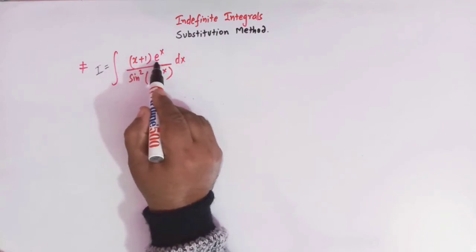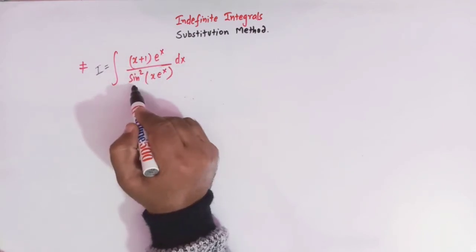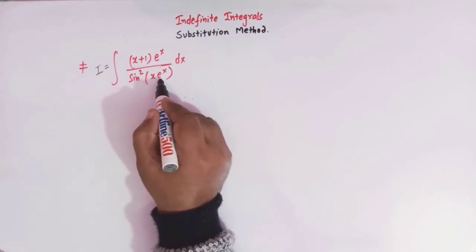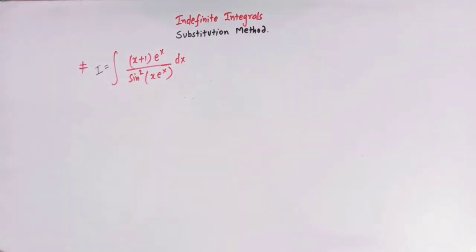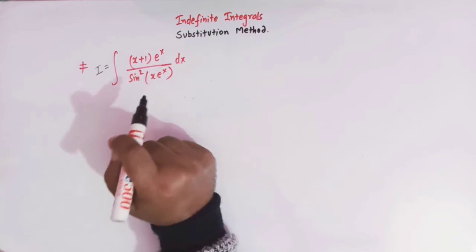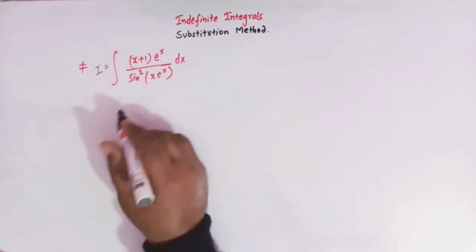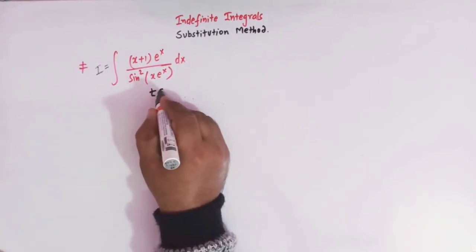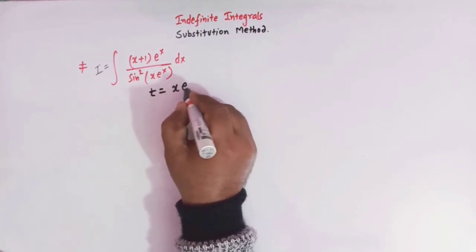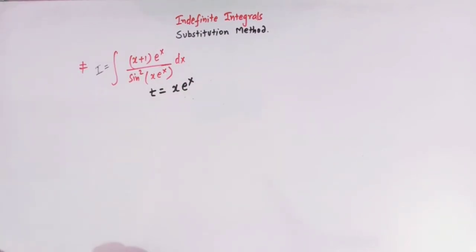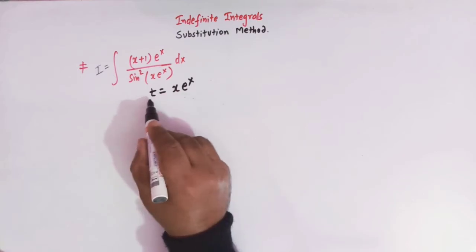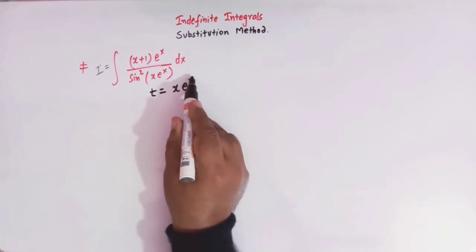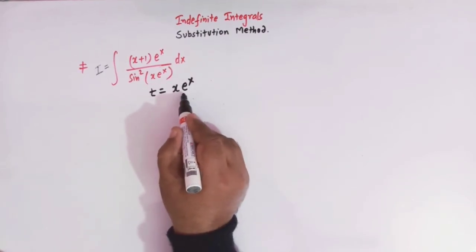x plus 1 e raised to x, then we have sine square x times e raised to x, right? So here what we will do, the appropriate substitution would be t is equal to x times e raised to x, right? Because see here x times e raised to x is the product of two functions, right?